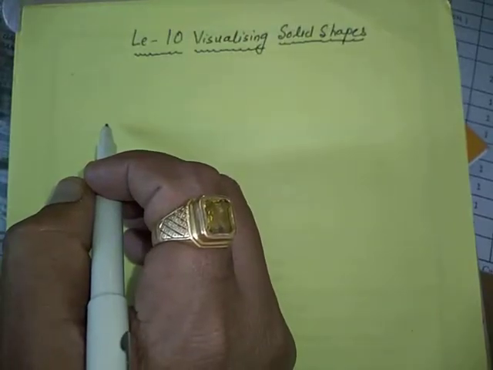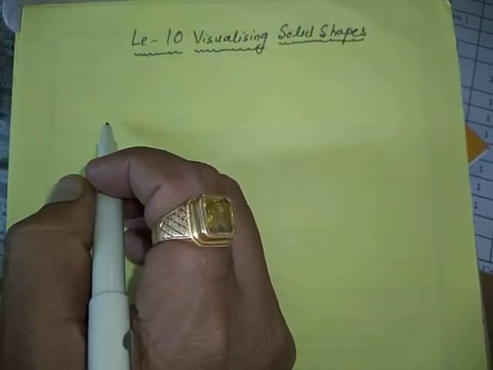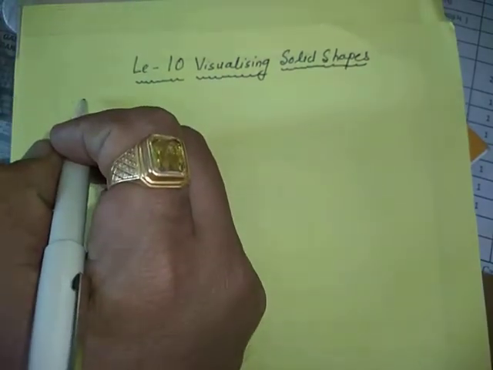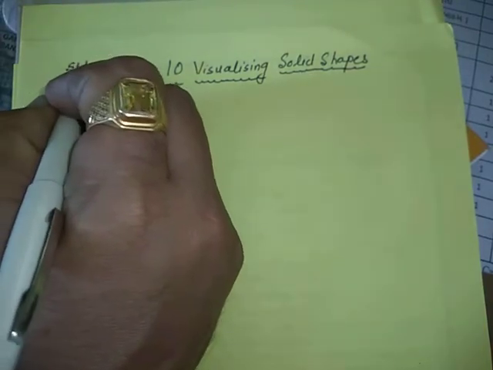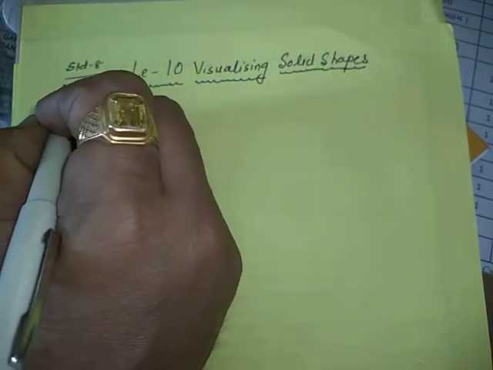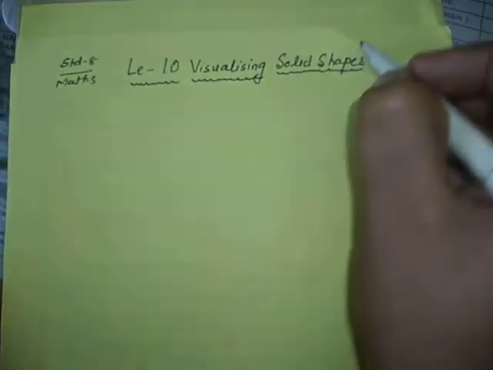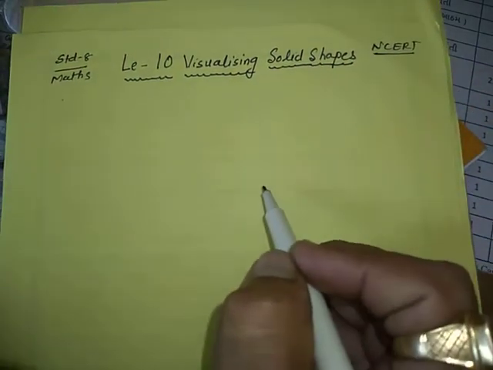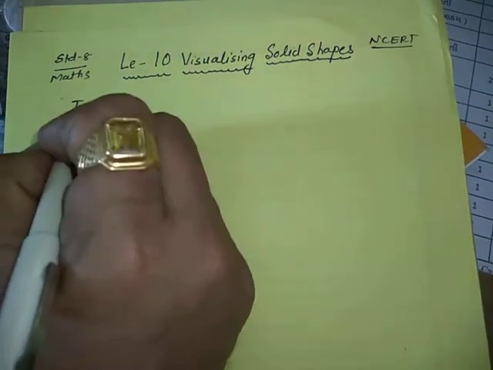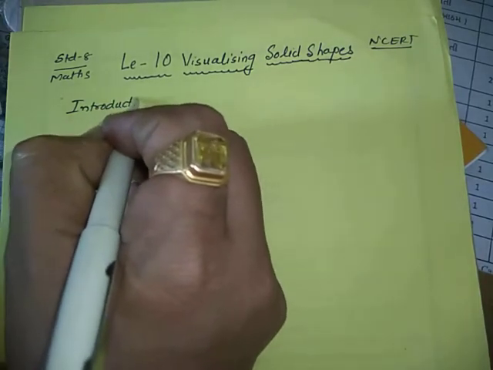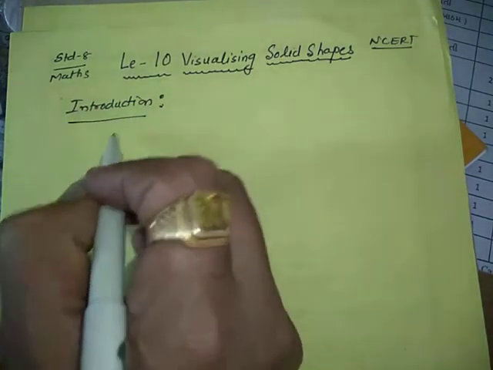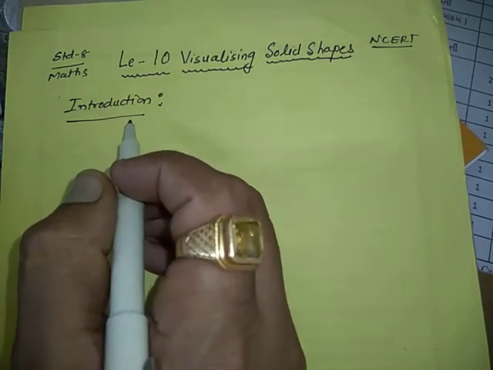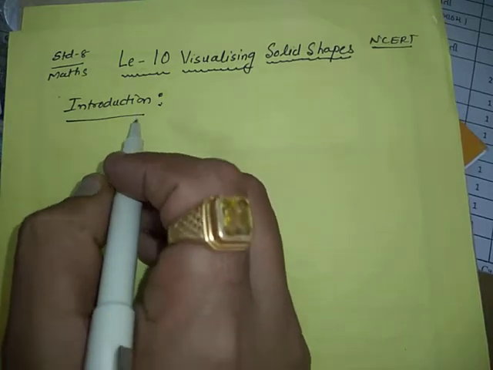So friends, today we are going to discuss lesson number 10 of standard 8 mathematics of the NCERT book. Okay, this is just an introductory part. So in this introduction we can discuss 2D shapes, different types of shapes.